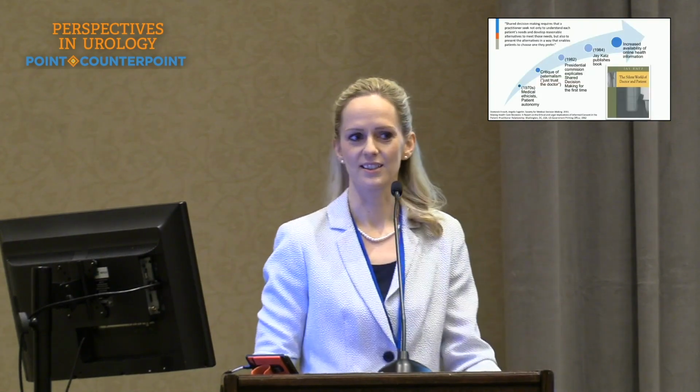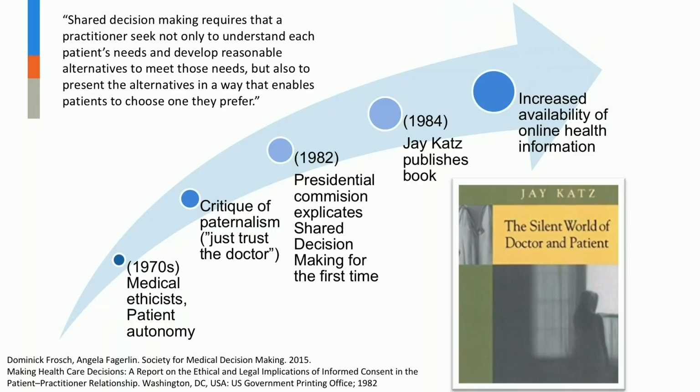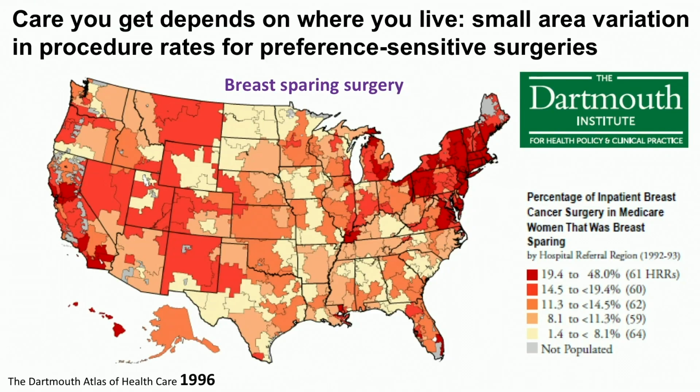So it goes back into the history from the 1970s, where medical ethicists started to talk about patient autonomy, and there was this critique of paternalism or just trust the doctor. In 1982, the Presidential Commission explicated shared decision-making for the first time. And then there was this author publishing a book about the silent world of the doctor and patient, and in recent years, we have a plethora of information. Patients now come into our offices with printouts from the internet and they want to discuss. So they are more and more informed, so we need to be at the forefront here.